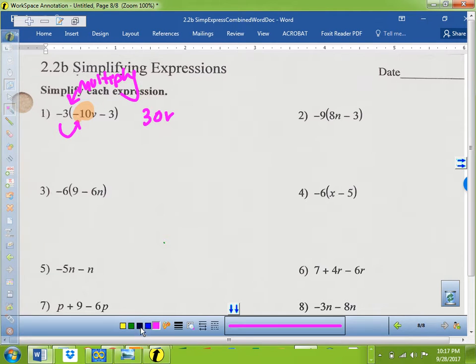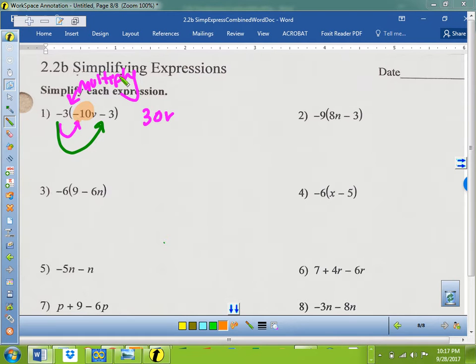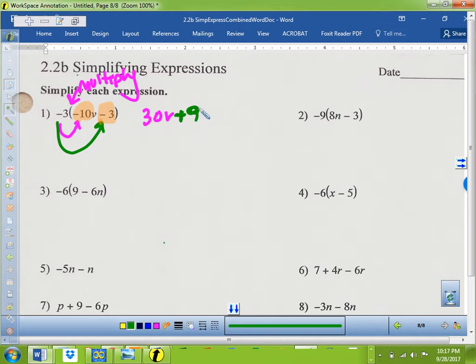Okay. Now we're going to go negative 3 times the other term, and the other term again is negative 3 right here. Negative 3 times negative 3 is positive 9. So there we go. Now I can't combine those. They're not like terms. That's called simplified.